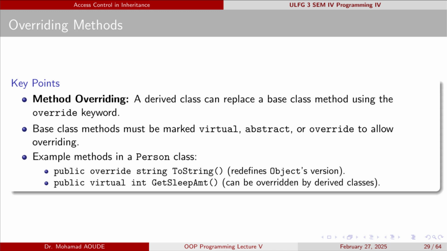Method overriding lets us customize inherited behavior. Base method must be marked virtual. Child method must use override. This signals clearly: this method may behave differently in derived classes. This gives us dynamic behavior. One interface, multiple results depending on the object.